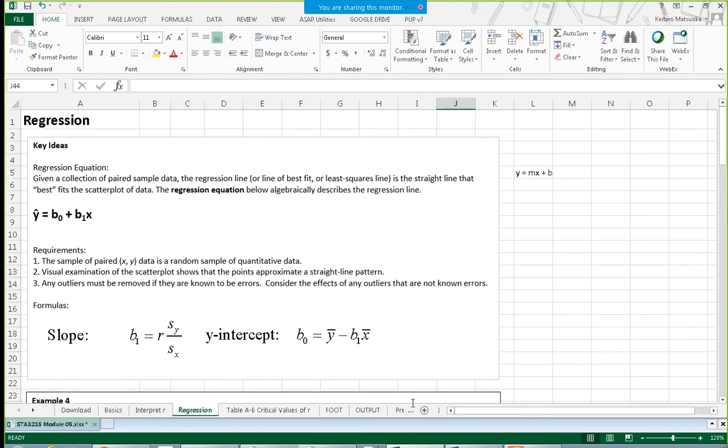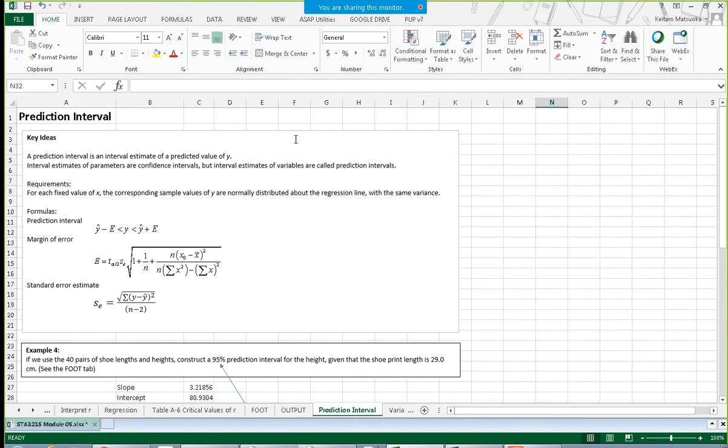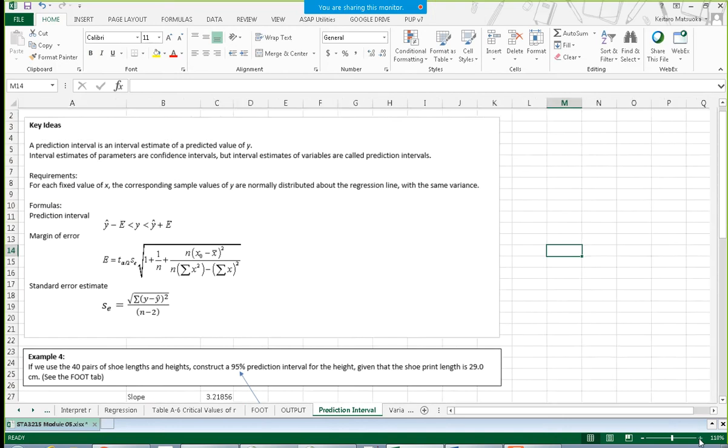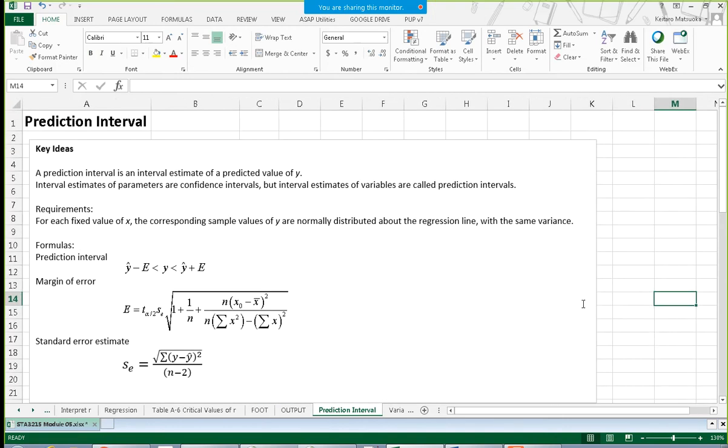Let's move on to prediction intervals. So prediction intervals are similar to confidence intervals that you've been seeing. The prediction interval is an interval estimate of a predicted value of y. Okay, so instead of looking at the parameters like the proportion and the mean or the chi-square or the standard deviation, we look at the interval estimates for the variables, and that's called the prediction interval. So that's the difference between the two.